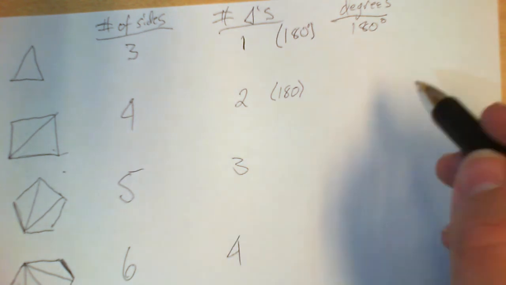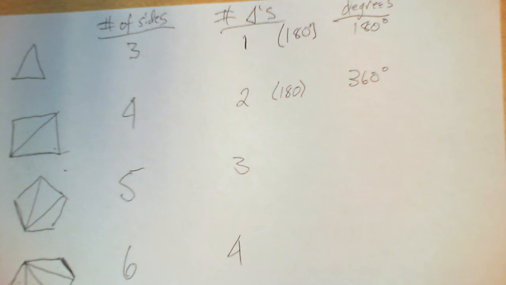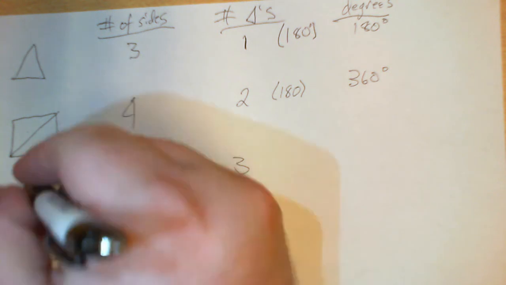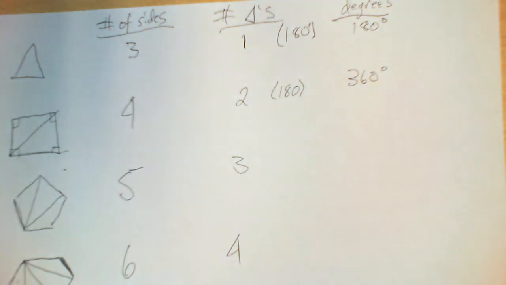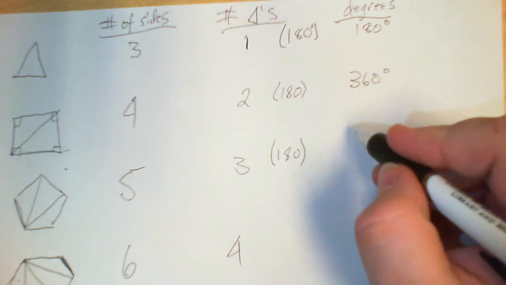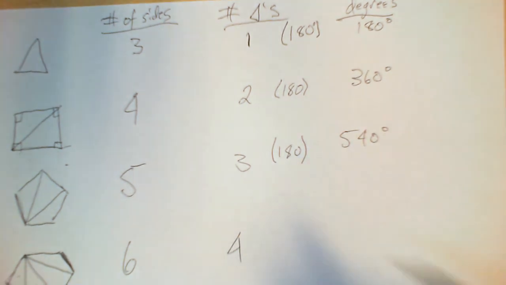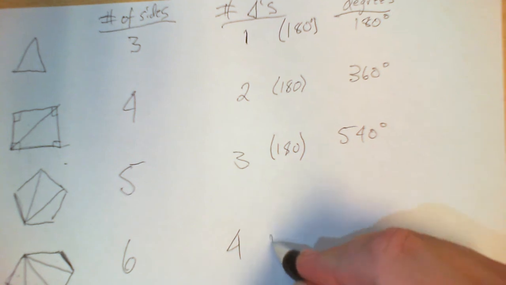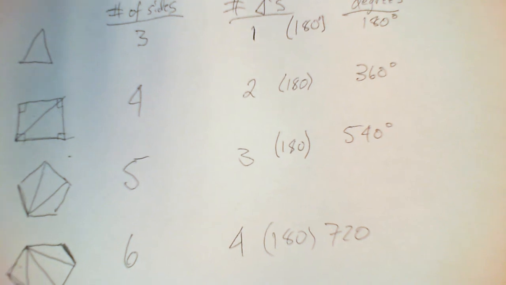What's 2 times 180? 360 degrees. And that makes sense because if I have a rectangle, then I have 4 right angles, and we already know that 4 right angles make 360 degrees. Well, if I've got 3 triangles, then I've got 540. If I've got 4 triangles, I've got 720.